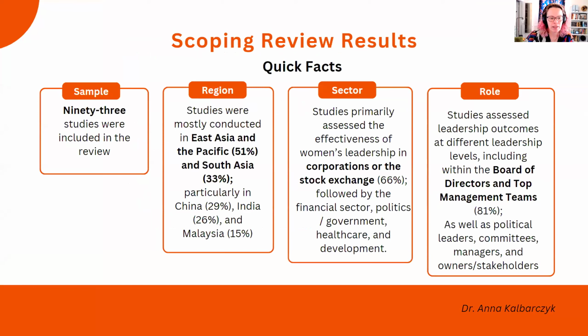Our sample included 93 studies, which were included in the final review. Studies were mostly conducted in East Asia and the Pacific, as well as South Asia, particularly China, India, and Malaysia. The studies primarily assessed the effectiveness of women's leadership in corporations or the stock exchange, followed by financial sector, politics and government, healthcare, and development. So we really spanned quite a range of sectors in this research. And studies assessed leadership outcomes at many different levels, including within the board of directors, top management teams like CEOs, COOs, as well as political leaders, committees and committee leadership, as well as committee representation, managers, as well as business owners and key stakeholders.